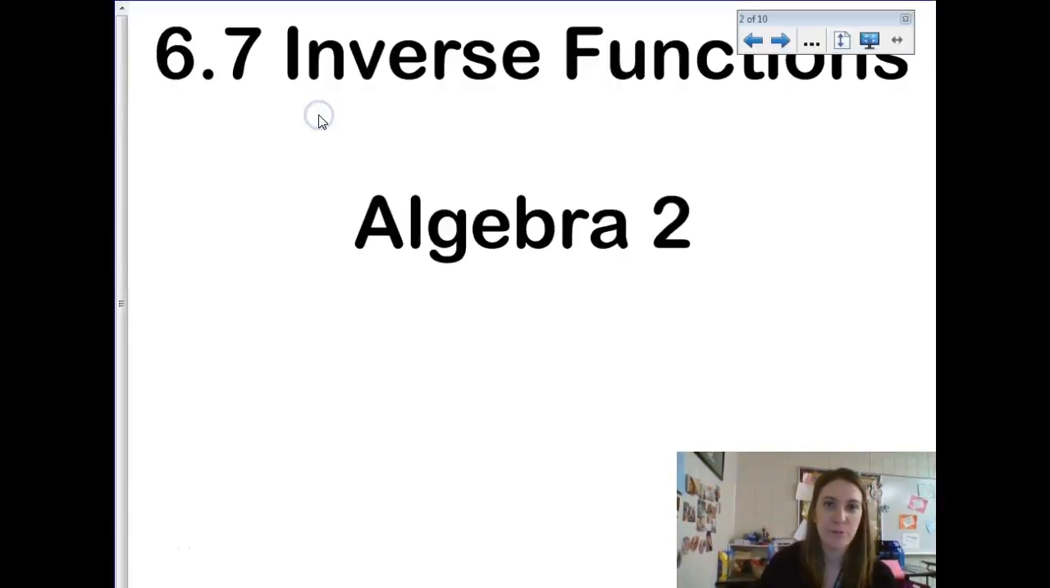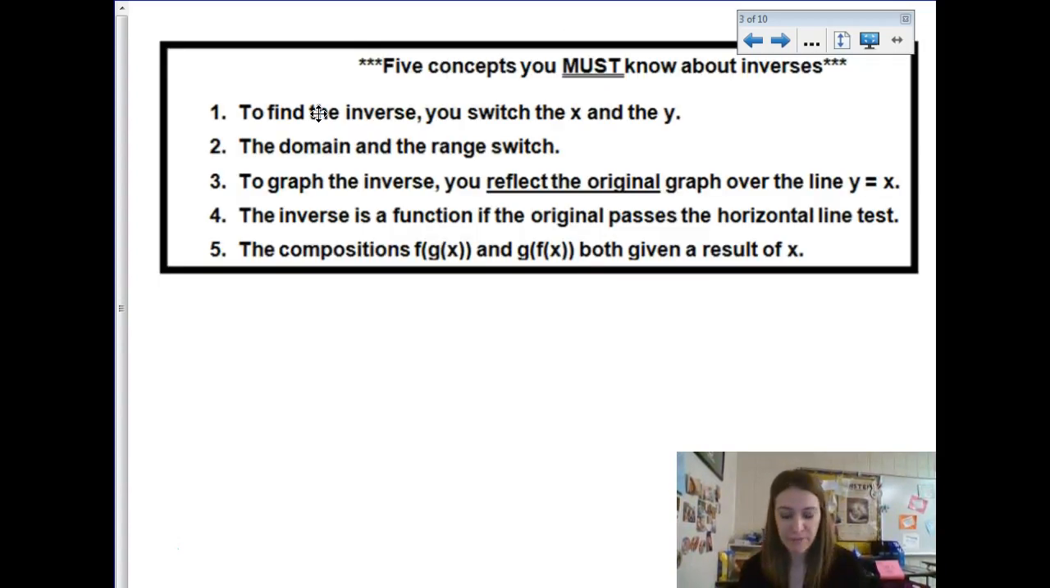So our next lesson in Algebra 2 is going to cover a real basic level of inverse functions, and we're going to talk about their usage and properties of inverse functions in comparison to their original function. And these are the big 5 properties of inverses that we need to know.